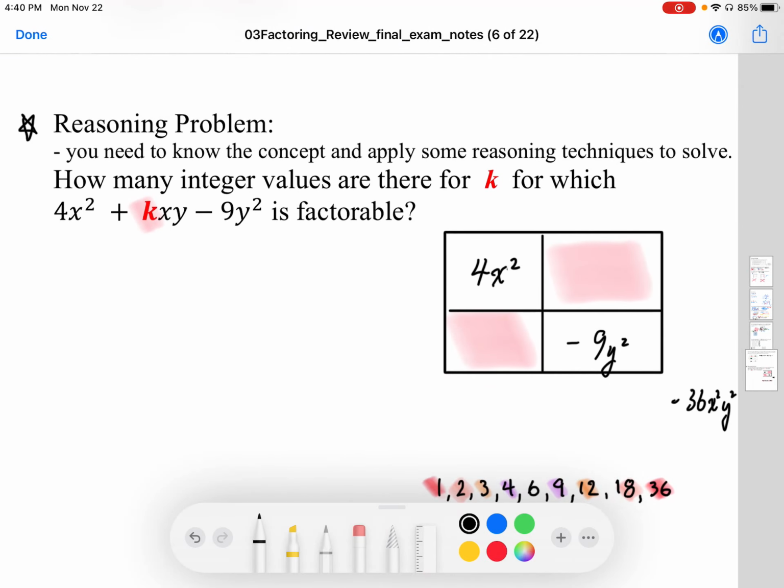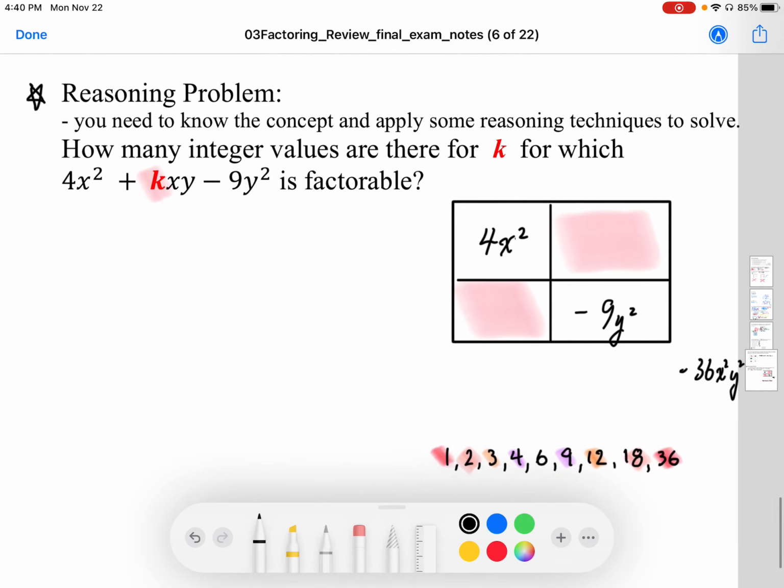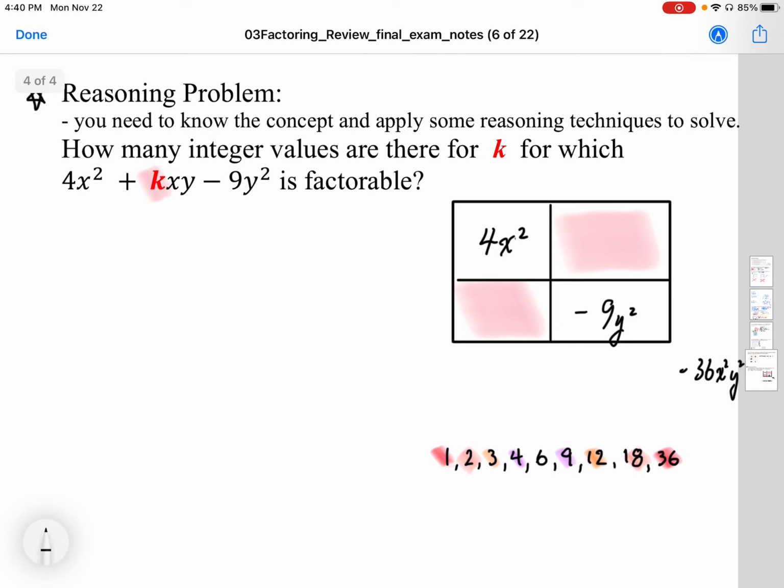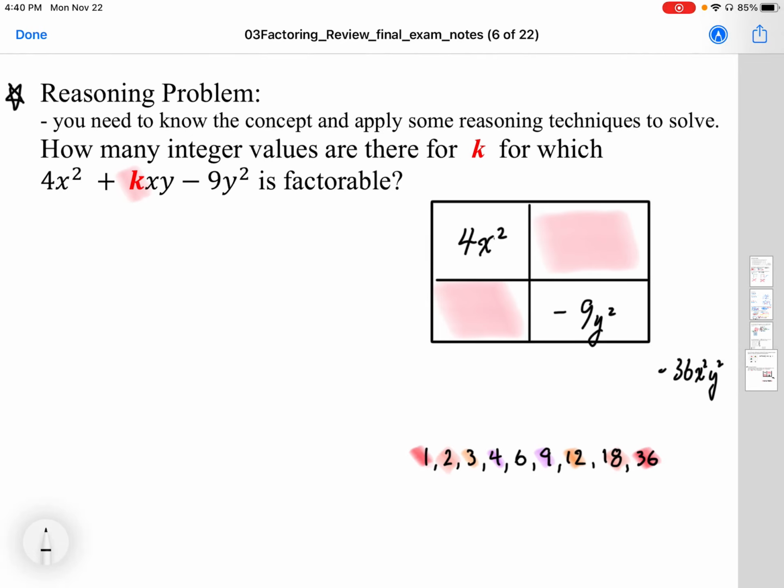In this question here, this is a reasoning problem. This can be a little bit harder, but we're going to break this one down. When we have a reasoning problem, we have to think of what the main ideas are and use some reasoning to figure it out. It says here, how many integer values are there for k, where k is the middle term, so that 4x squared plus kxy minus 9y squared is factorable.